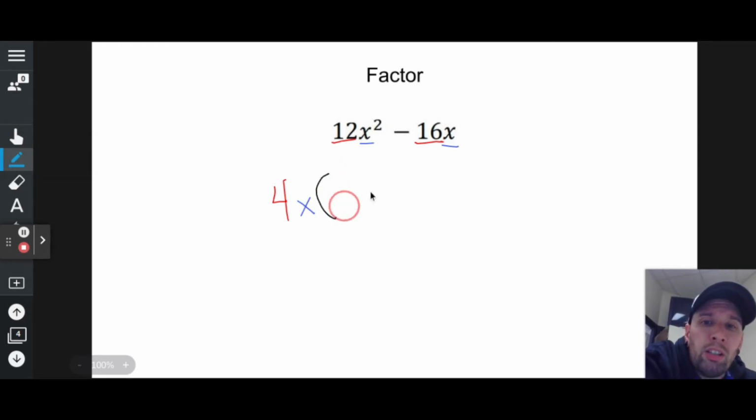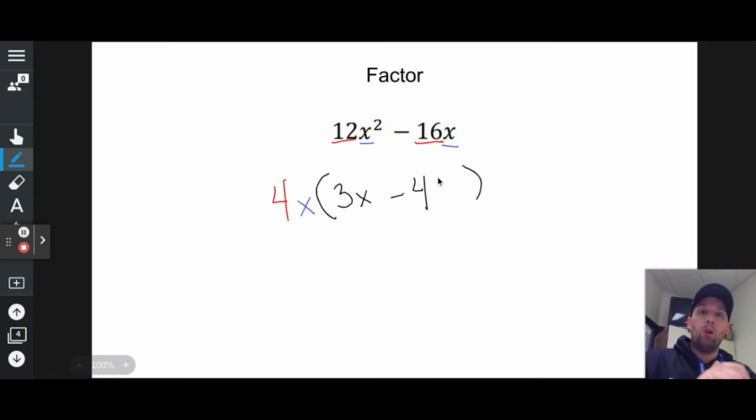Now my parentheses is going to be the leftovers. 12 divided by 4 is 3. If I remove an x from 2 x's, I have 1x left over. Drop down the minus sign. If I divide a 4 from 16, I get 4. If I remove 1x from 1x, I have no x's left over.